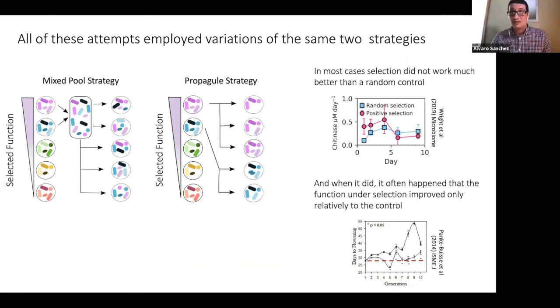Can I ask a quick question to go back to what you said? You said that we neglect horizontal gene transfer, but can you just say, for the novice, what is causing genomic variation in these systems?